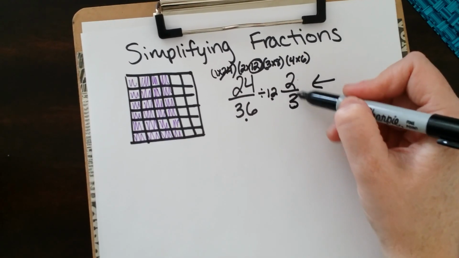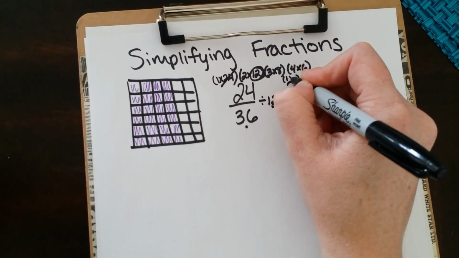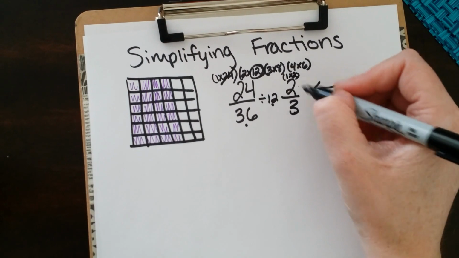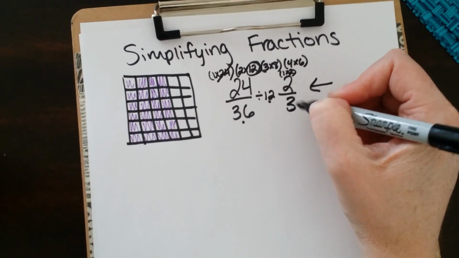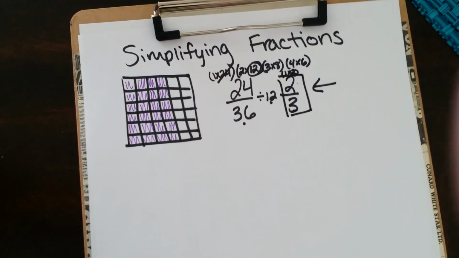Is there anything else that can go into both of these? Well, how is the only way you get 2? 1 times 2. Can 2 go evenly into 3? No, so this would be your simplest form. Now let me show you over here on the picture.